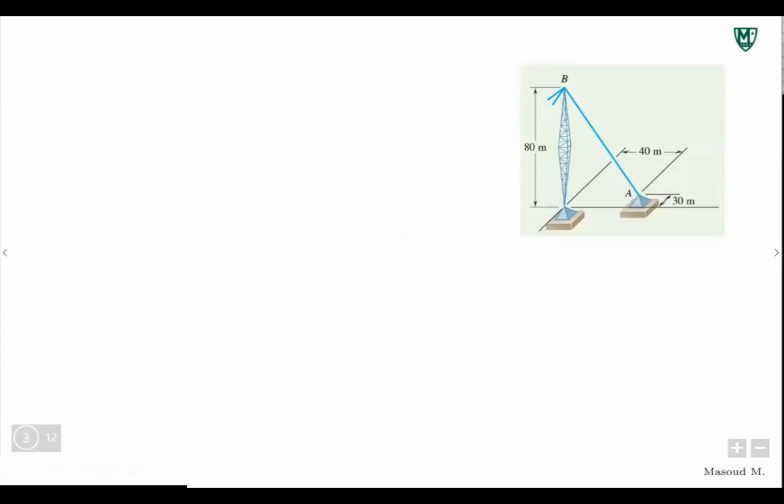Here I have a tower, right? Probably an electric tower. It's not really specified. So here's an example.